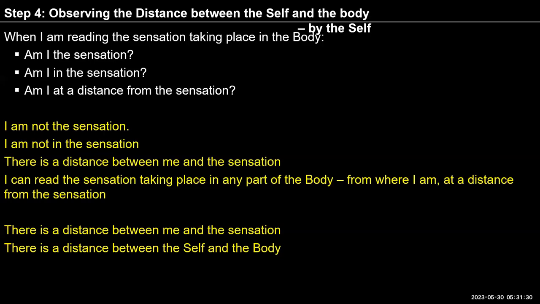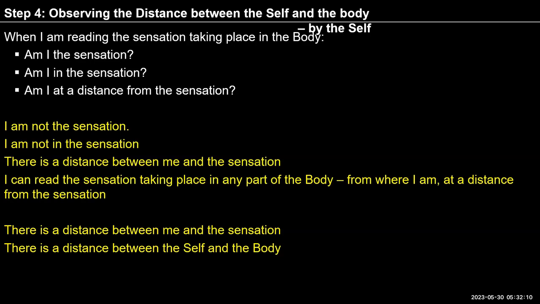In step 2, we were trying to see that these two realities, the self and the body, although they are separate, distinct realities, there is interaction between the self and the body. And this interaction between the self and the body is in the form of information only. There is nothing physical being transferred from one unit to the other.